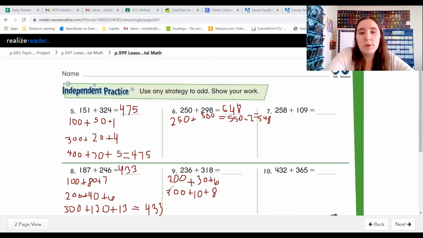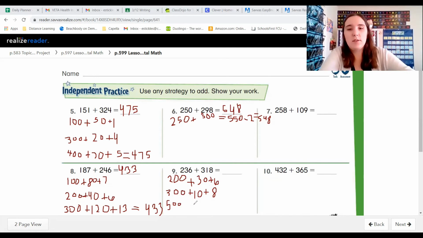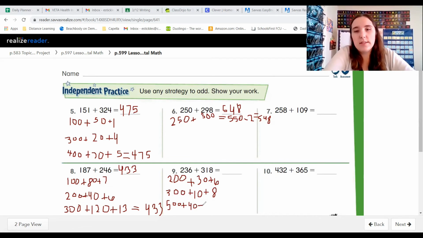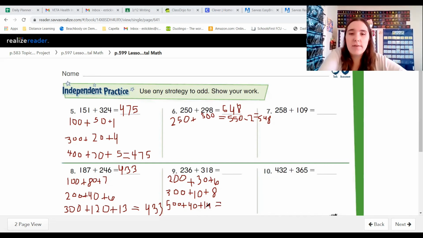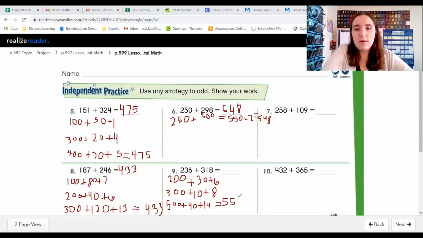200 plus 300, well, 2 plus 3 is 5, so that's 500. 3 tens plus 1 ten is just 4 tens. There we go, plus 40. And then 6 plus 8 is 14. So 500 plus 40 is 540, plus 10 is 550, plus 4 ones is 554. These strategies make adding up big numbers like this super easy. 554. Okay, we are going to go down and do number 11 together.